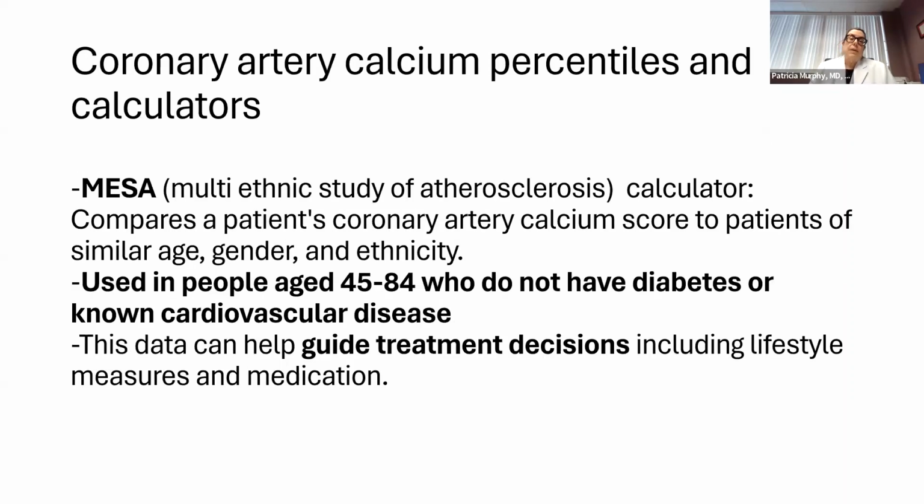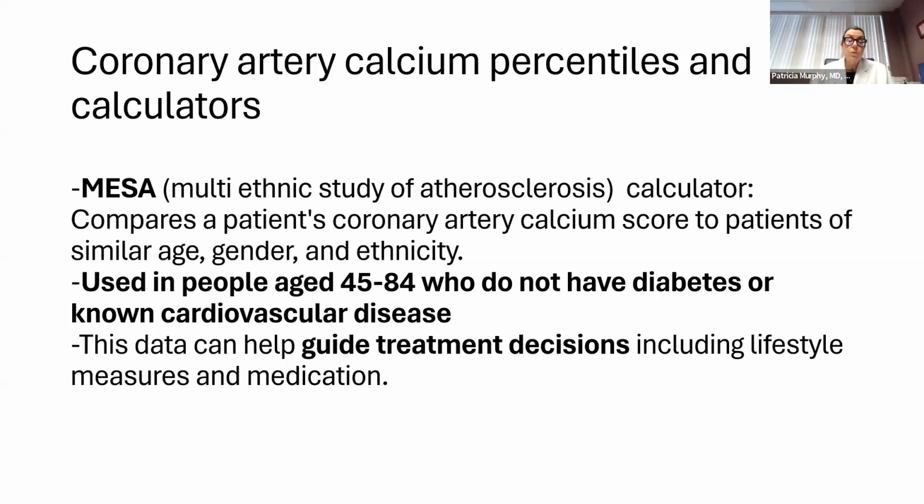Many institutions report these things in different ways, but many of them report these MESA scores, the Multi-Ethnic Study of Atherosclerosis. This is a statistical assessment, and it compares an individual's coronary artery calcium score to patients of similar age, gender, and ethnicity. It's important to interpret the score not just as an absolute number, which is important, but also to give additional information specific to the patient's background.